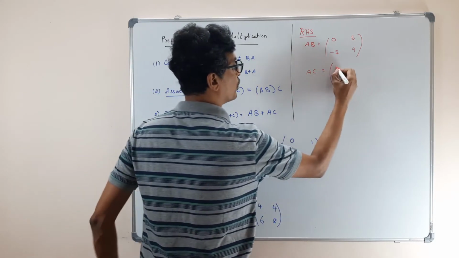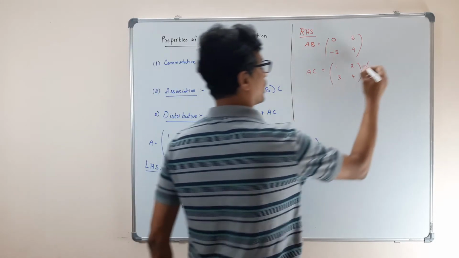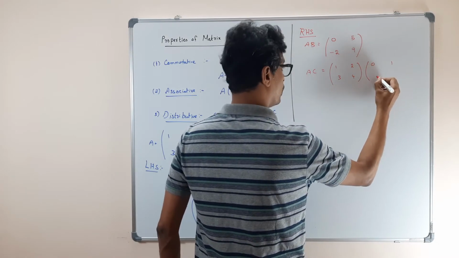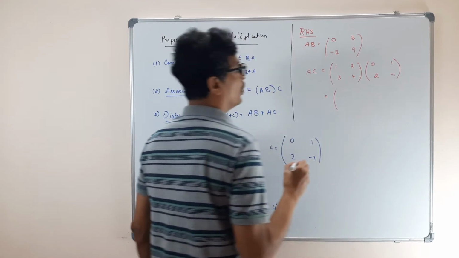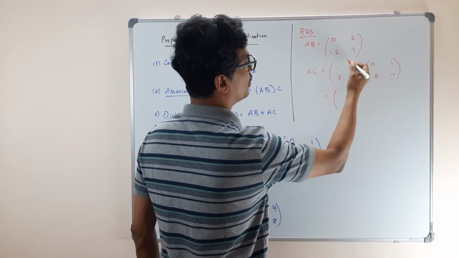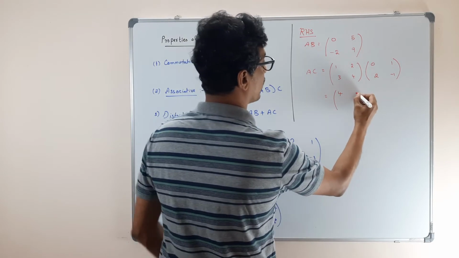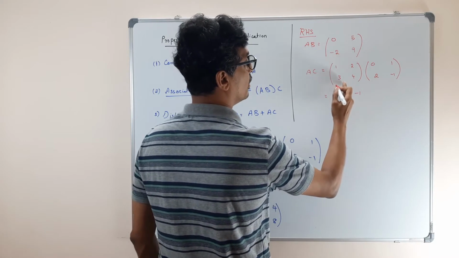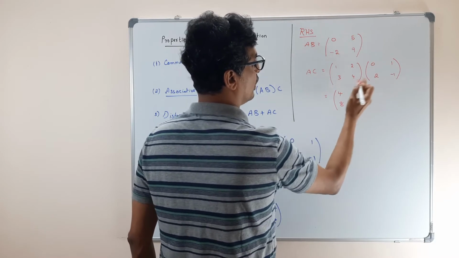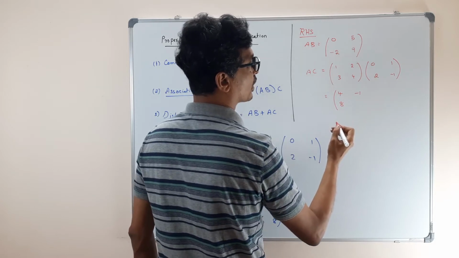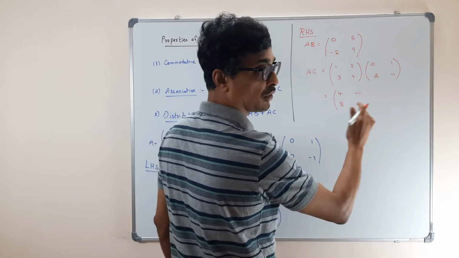A is 1, 2, 3, 4. C is how much? 0, 1, 2, minus 1. So AC will be how much? Tell me. 1, 0, 4. 1 minus 2 minus 1. Correct? Yeah. And then 0, 3 into 0, 8, plus 8. 3 into 1 is 3 minus 1. Correct. 3 plus minus 4, so that will be minus 1.